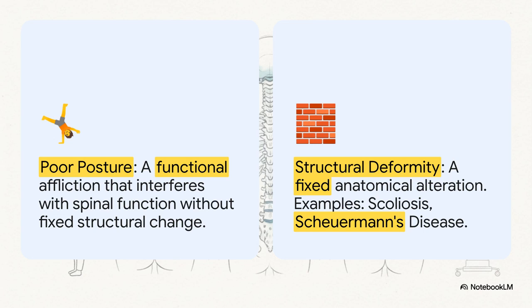Think of poor posture as a software issue. It's about how the spine is functioning, but the hardware, the bones themselves, are totally normal. There's no fixed change. Structural deformities, on the other hand, that's a hardware problem. We're talking about fixed, measurable, anatomical changes to the actual vertebrae. Scoliosis and Scheuermann's fall squarely in this camp.